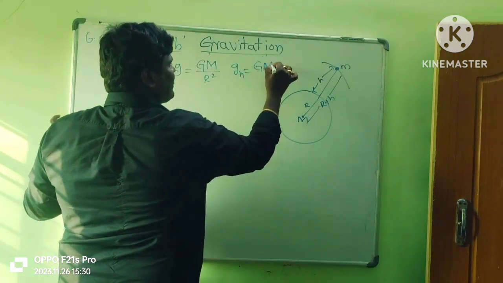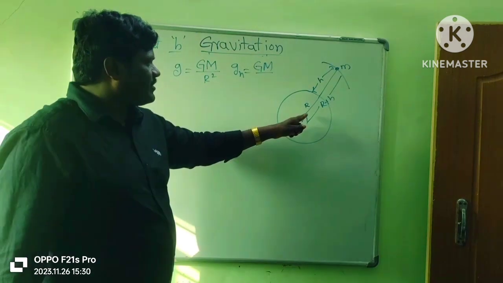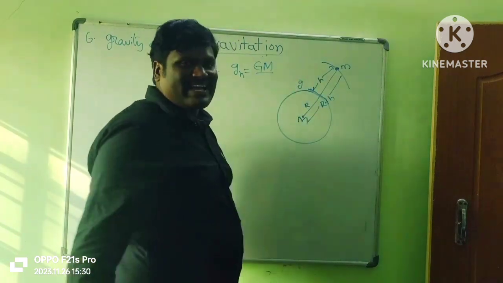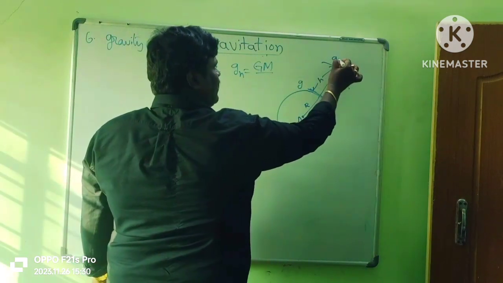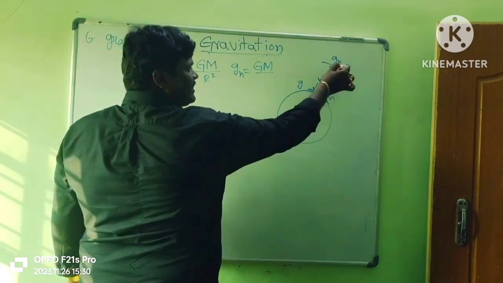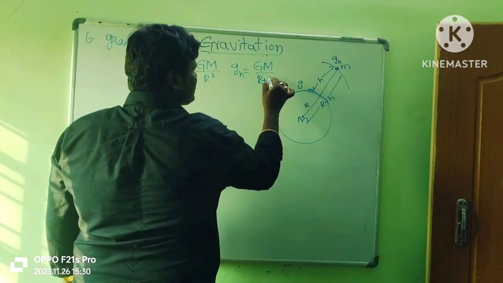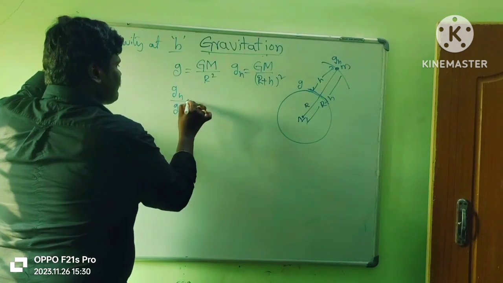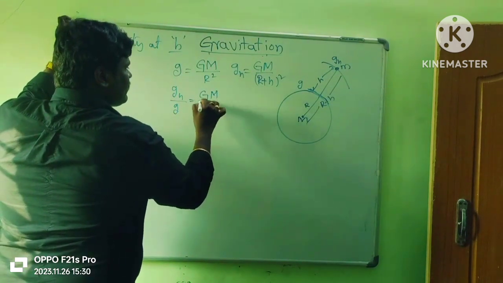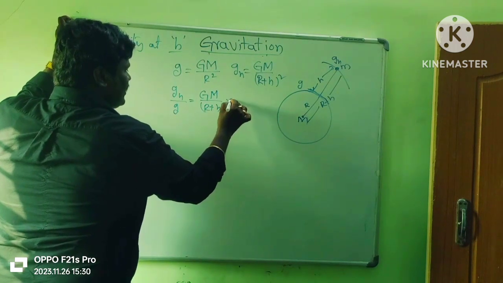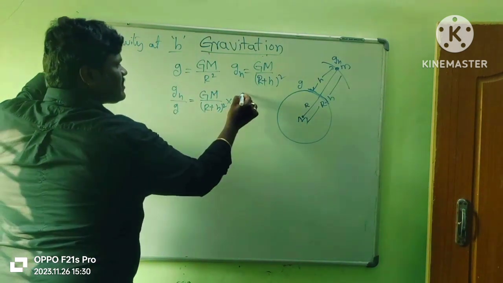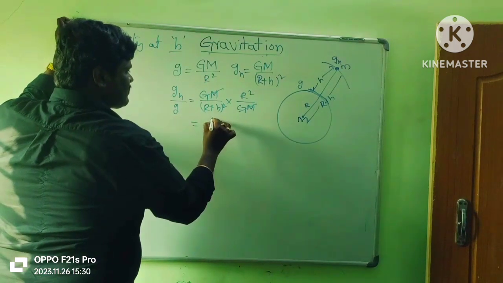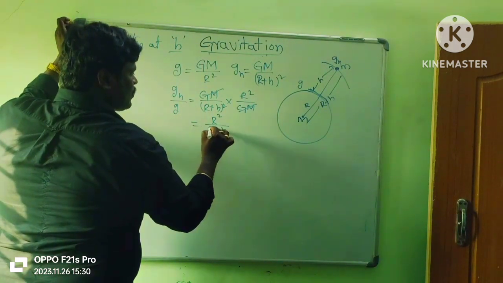But what about gh? gh is equal to GM by, at gh the r is different. At the surface of the earth the gravitational acceleration is maximum, g. Here I can assume it as gh. Now the distance is r plus h, so I can write r plus h whole square. Now if I take gh by g, gh is GM by r plus h whole square, into 1 by g, which is r square by GM. Therefore GM gets cancelled. Now gh by g is equal to r square by r plus h whole square.